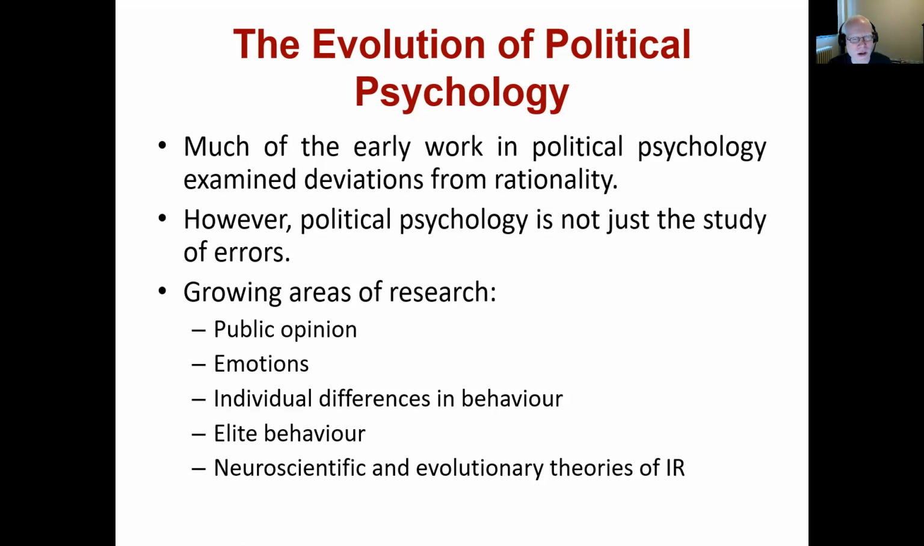Now, political psychology, though, is not just the study of error. That's what a lot of the research has been, but there are growing areas of research looking at different areas too, including public opinion, emotions, individual differences in behavior, elite behavior, and neuroscientific and evolutionary theories of IR. So even including neuroscience, the functioning of the brain, and evolution to produce theories of IR. We're going to talk a little bit today about public opinion and a little bit about individual differences in behavior.